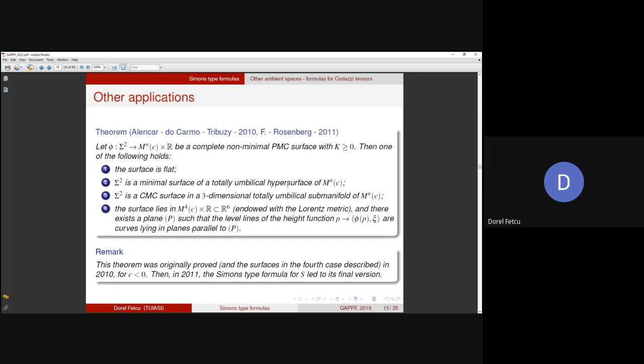As I said, the theorem was proved for C less than 0 by Alencar, do Carmo, and Tribuzy, and they also described the surfaces in the fourth case. Our contribution is only related to the extension of the theorem via Simons type formula for C greater than 0.